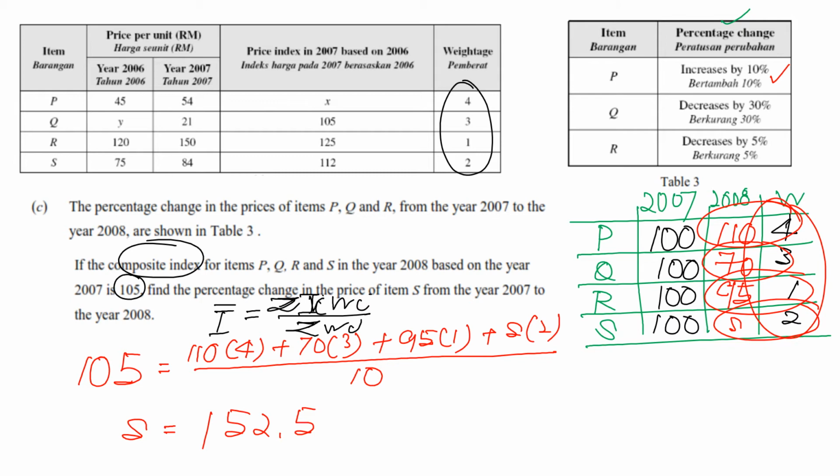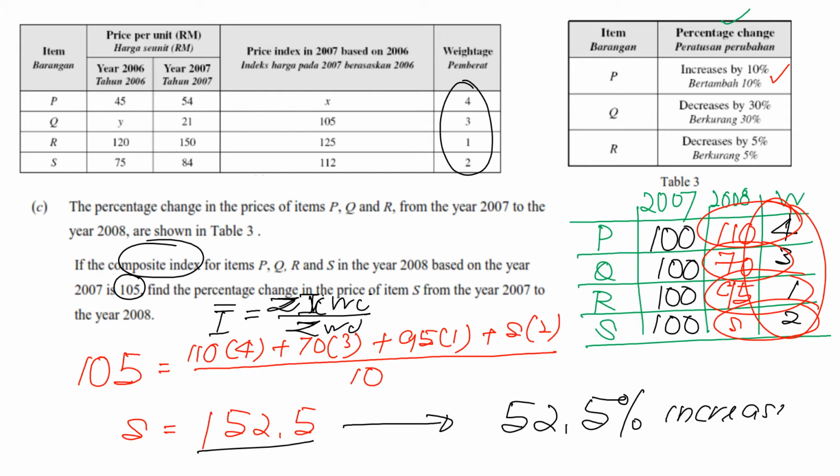But the question never asks you for this. The question asks you for the percentage. Therefore, your percentage is 52.5%. Increase or decrease? Because the value is more than 100, it is an increase. Okay, the item S is increased by 52.5%.